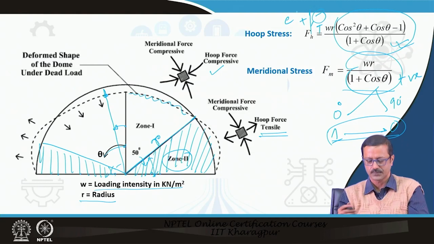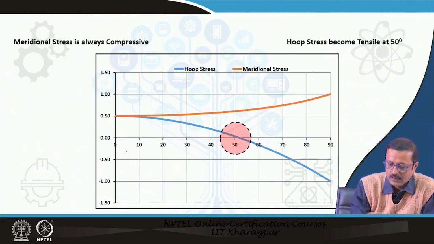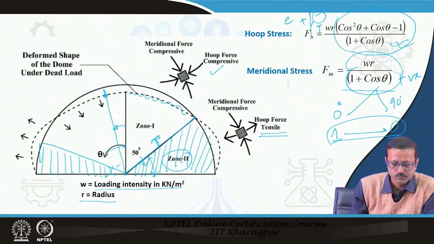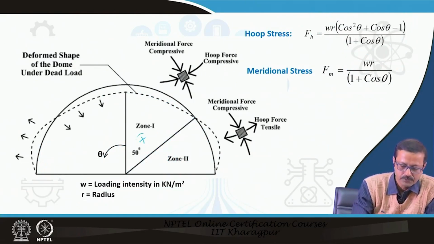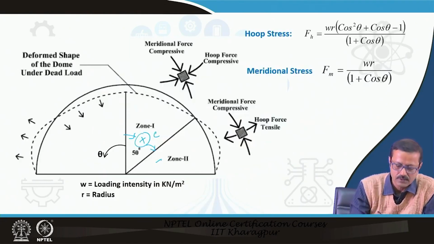So let us see, if I do multiple various degrees and plot a graph, you will see this blue color one, the hoop stress, is changing sign. This is 0, so this is positive, this is negative, changing its sign at around 51 degrees or so. That means till 50 degrees it is positive, which means compression, and after 50 degrees it is all negative, because this coefficient is negative, so this portion comes under tension.